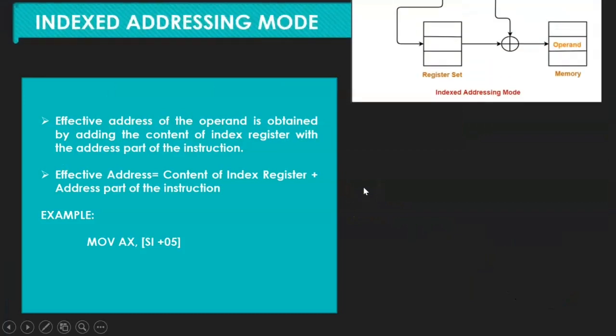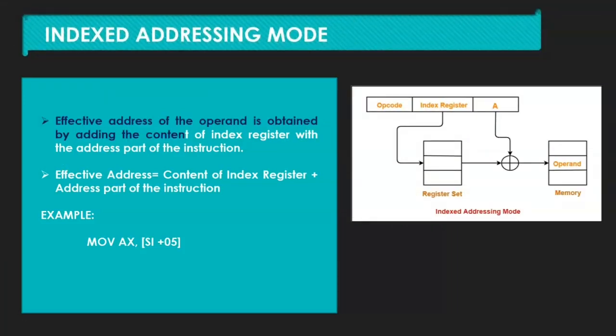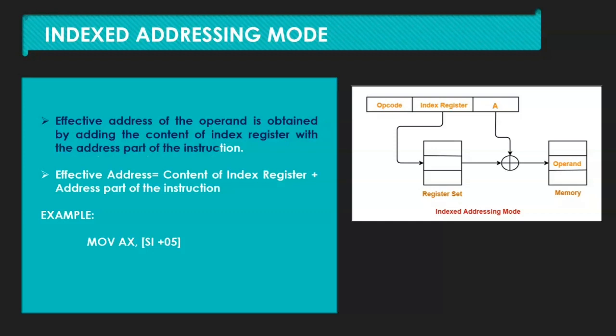In the indexed addressing mode, the effective address of the operand is obtained by adding the content of the indexed register with the address part of the instruction. So, the content of the indexed register plus the address part of the instruction gives the effective address.